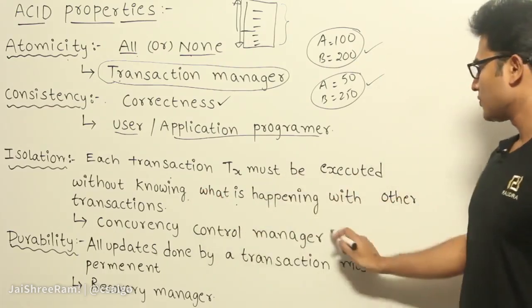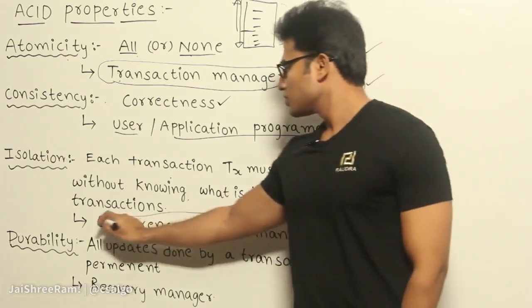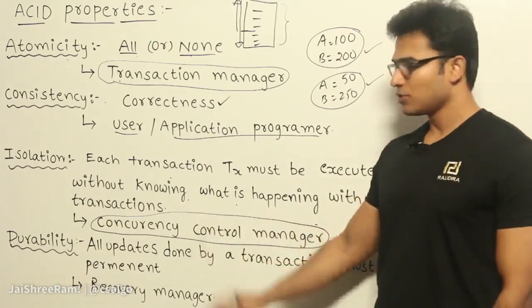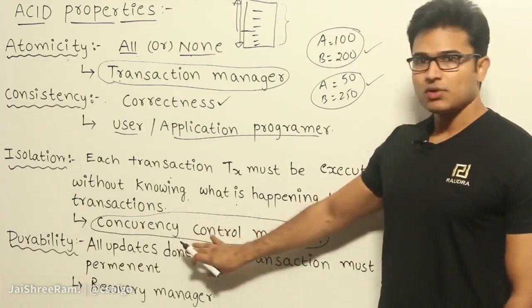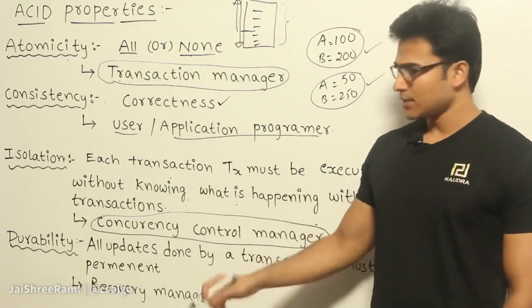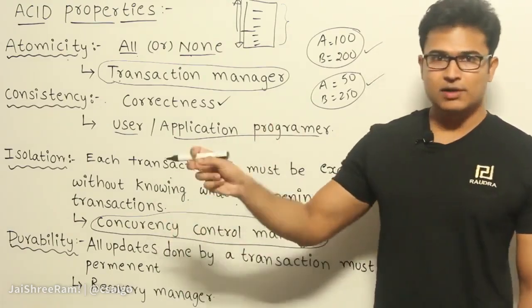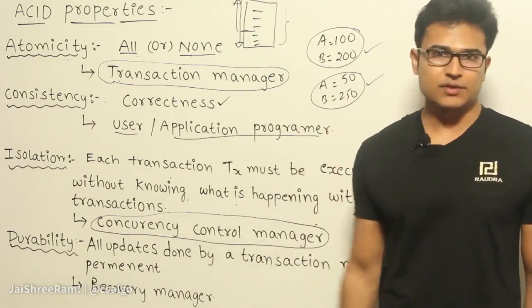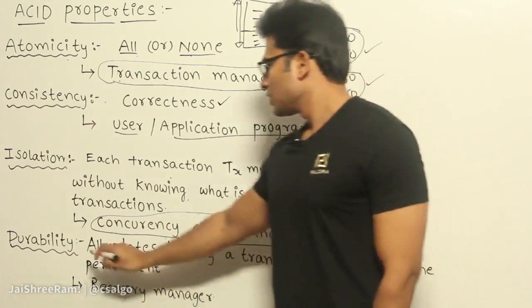Who will be responsible for this is a software module called the concurrency control manager. What is the concurrency control manager? It is going to control the concurrent execution of various transactions in such a way that you will get the same effect as if you ran a transaction alone, which means without any interleaving, right? And the next one is durability.